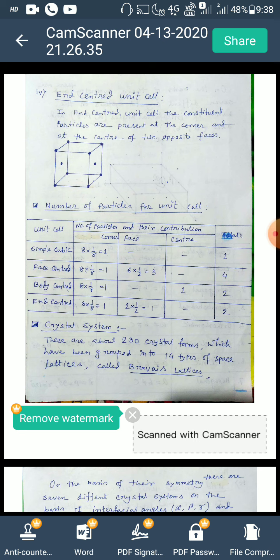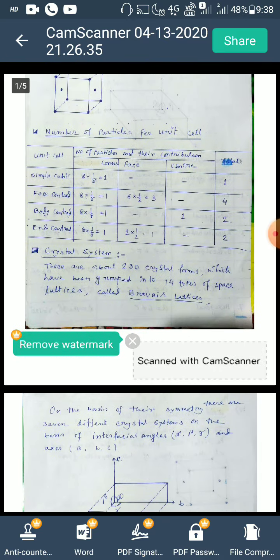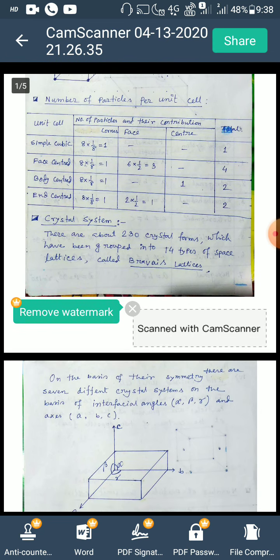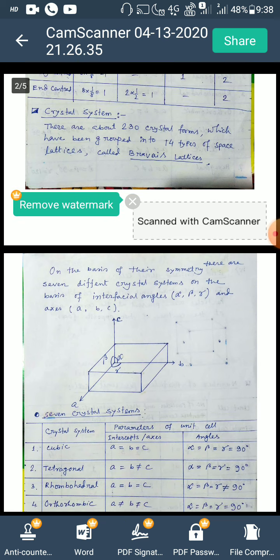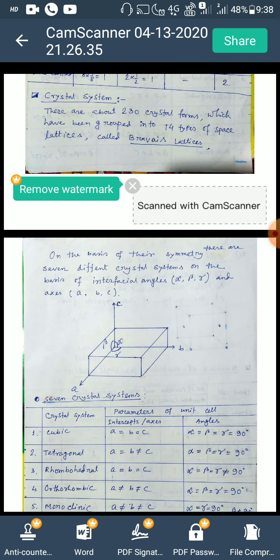Today I will discuss the crystal system. So what is a crystal system? You can see here, crystal system. There are about 230 crystal forms which have been grouped into 14 types of space lattice, and these are called Bravais lattice.